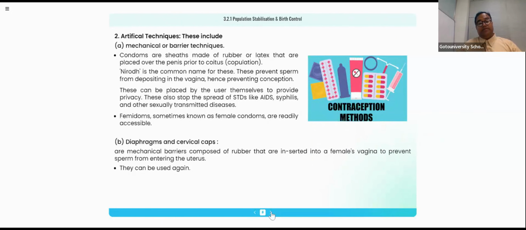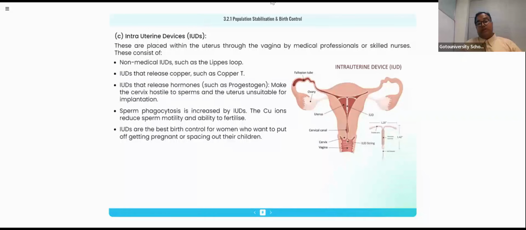Now we are coming to intrauterine devices. What exactly are they? They are placed in the uterus through the vagina by medical professionals. But if one is kept in an improper way or not inserted properly, then there is a chance of conception. Why do we need to introduce intrauterine devices? To stop the population explosion by preventing conception in the couple.